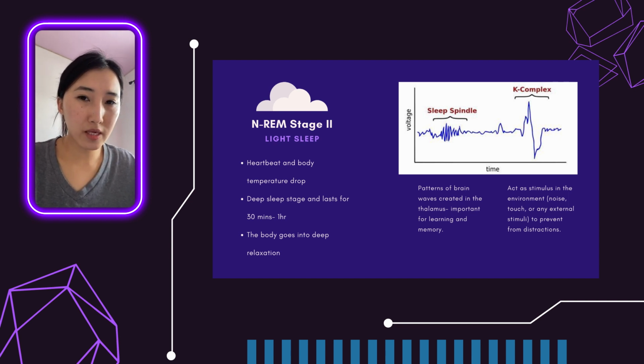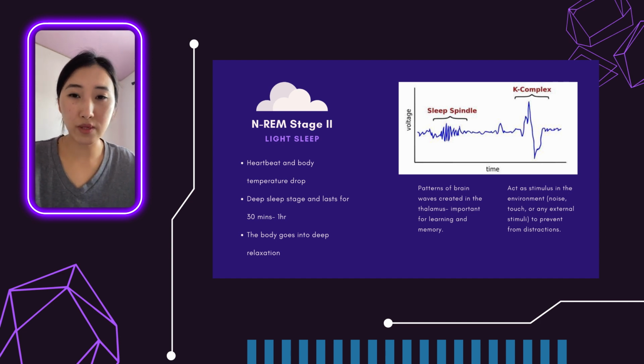And in this stage, on average, we spend almost 30 minutes to 1 hour, which means our body is starting to get into a deep sleep and into deep relaxation. More than that, in this stage, we experience two major activities, that is sleep spindles and K complexes.